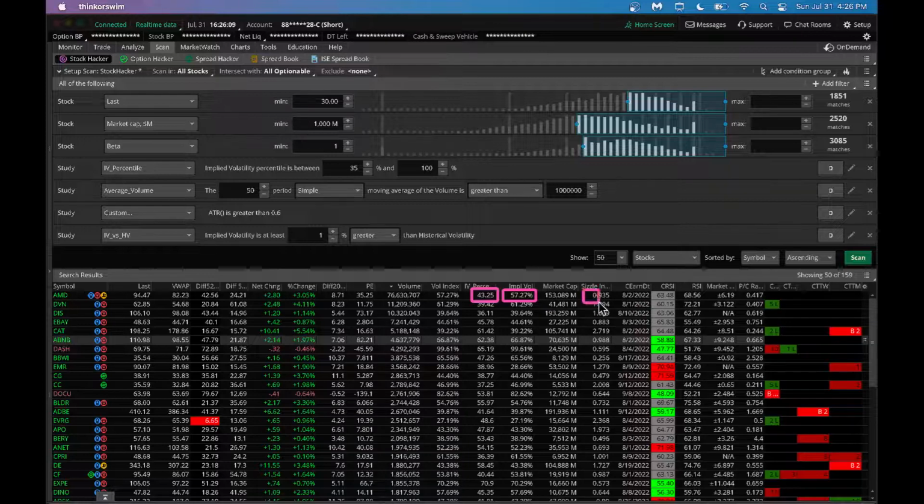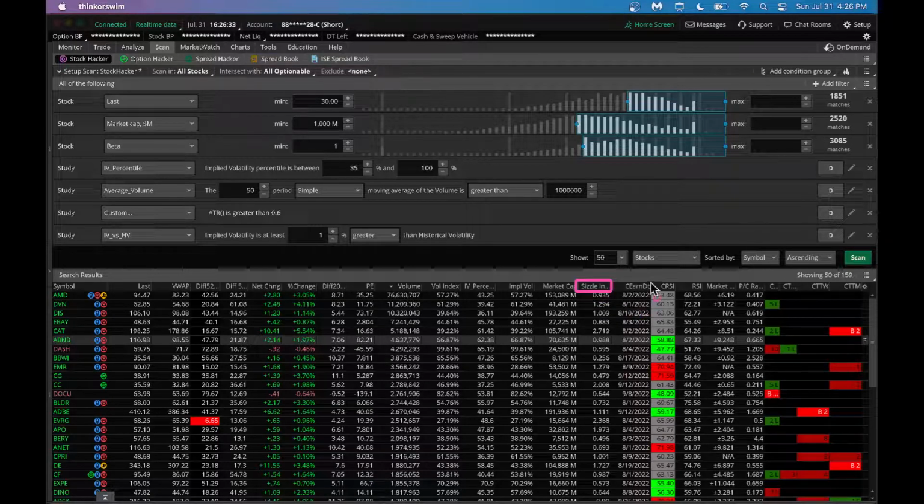Sizzle index 0.9 tells me there are more call options traded than put options. If it's over 1, that tells me there are more. Actually, Sizzle index is telling you about the option volume right now. It is 0.9, not too bad. And then you've got earnings coming up, as you can see here.